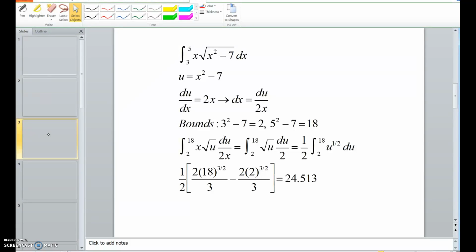Okay, so here is the solution for what we just did. If you want to pause it and write in your notes, this is the original problem.